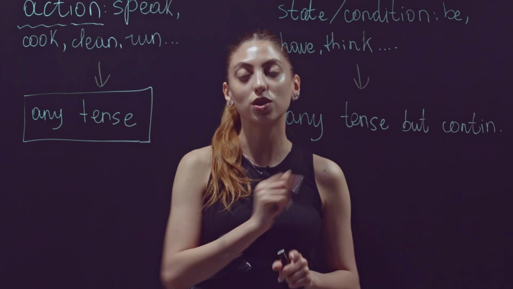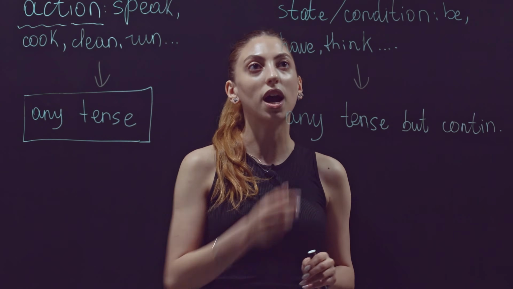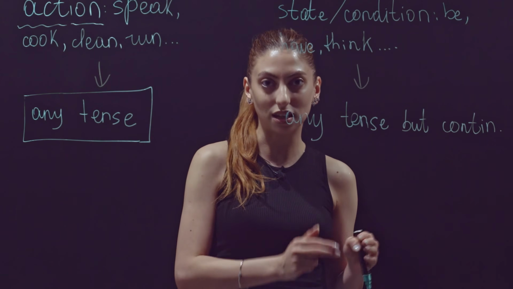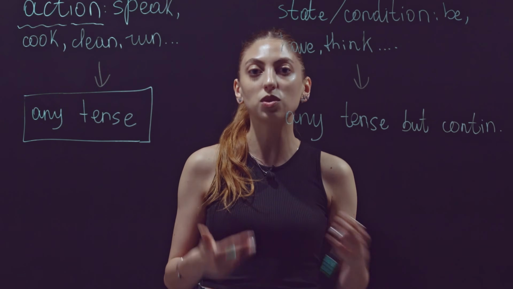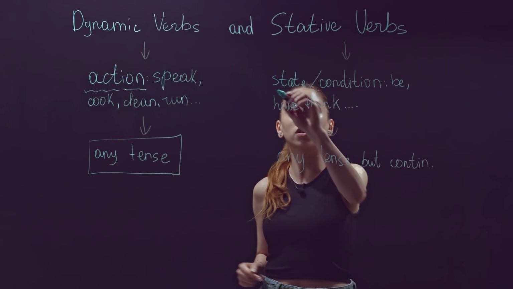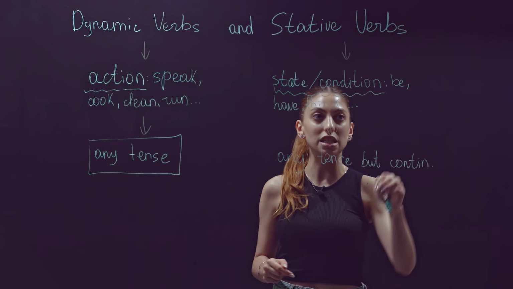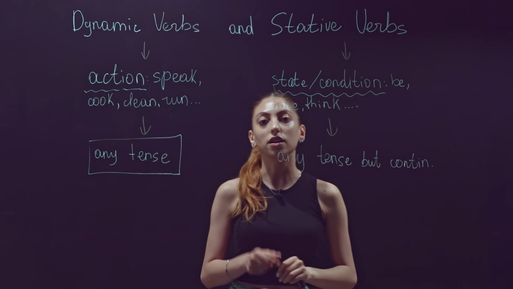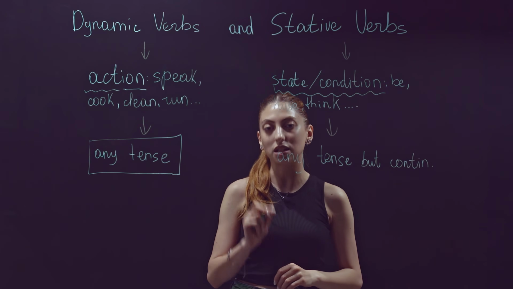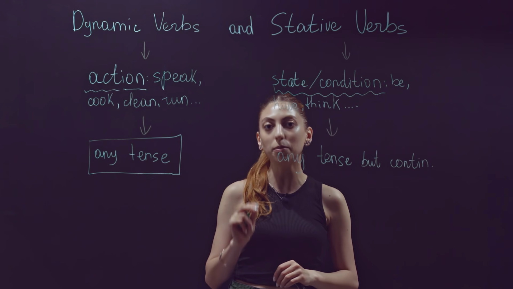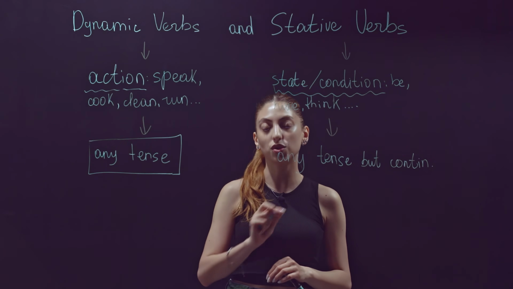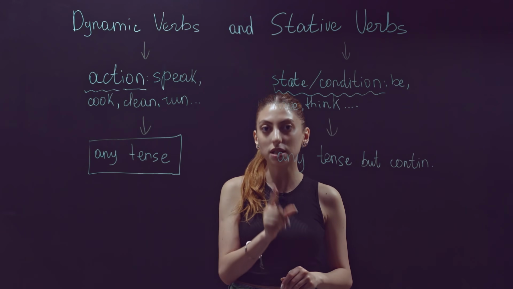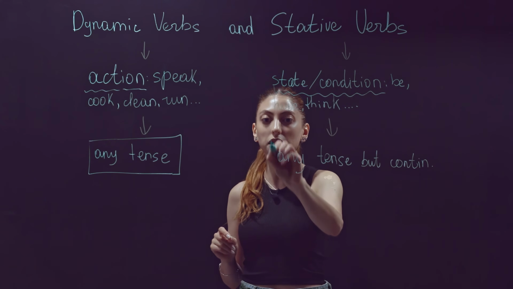Well, let's move on to the second part. In the second part, we have stative verbs, and we need to remember that stative verbs in general refer to state or condition. For instance, be, have, think, etc. Okay? And one very important thing that you need to remember about stative verbs is we can use stative verbs in any tense, absolutely any tense, but continuous. Okay?